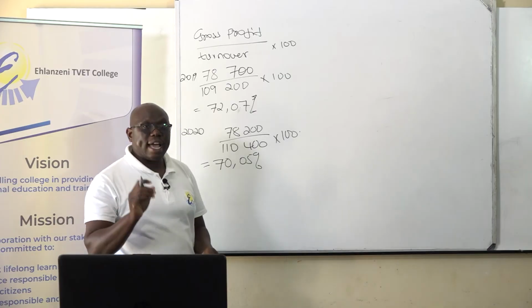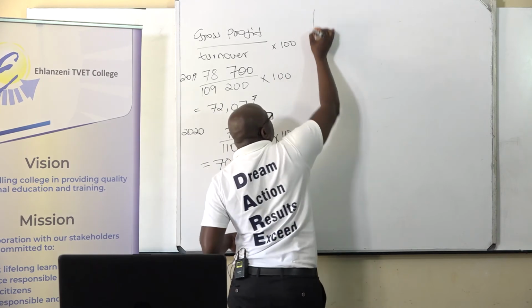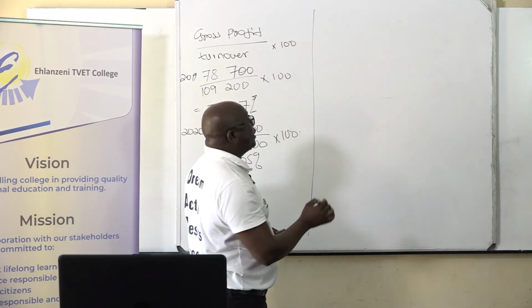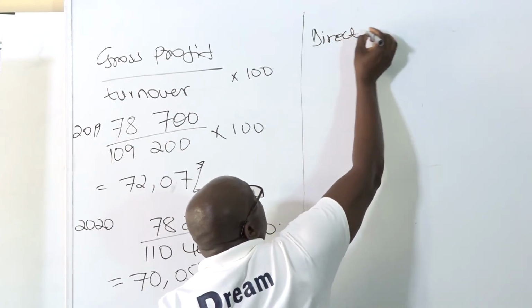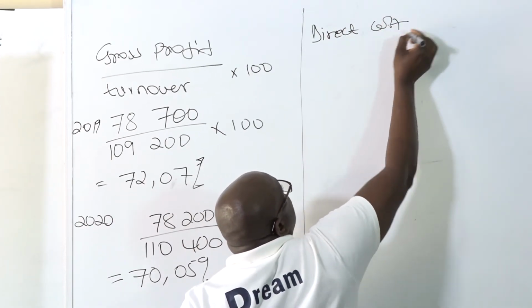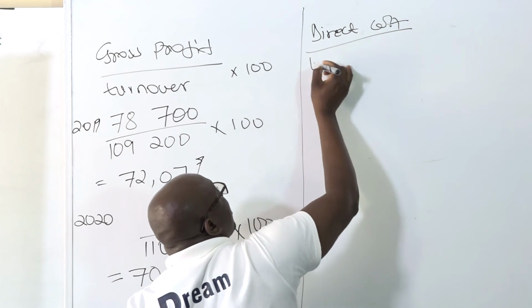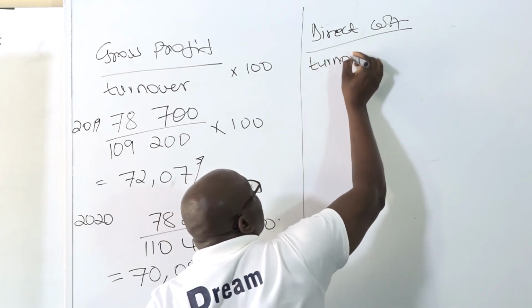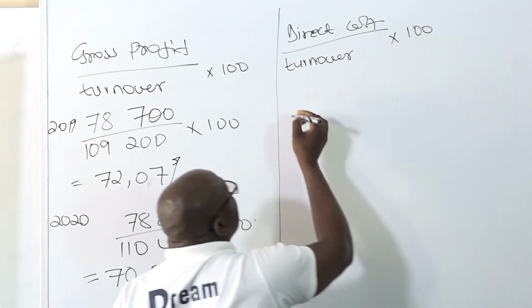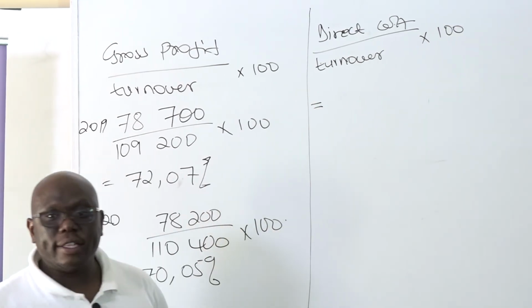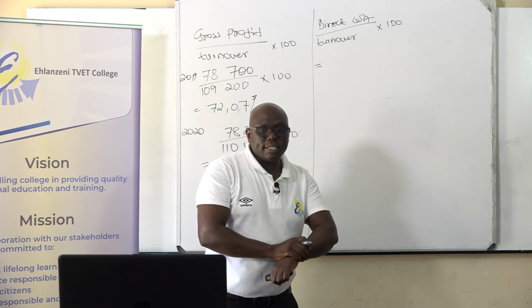Let's start with the direct cost ratio. The direct cost ratio formula says our direct cost divided by turnover for the year, multiplied by 100. Let us look at our income statement.